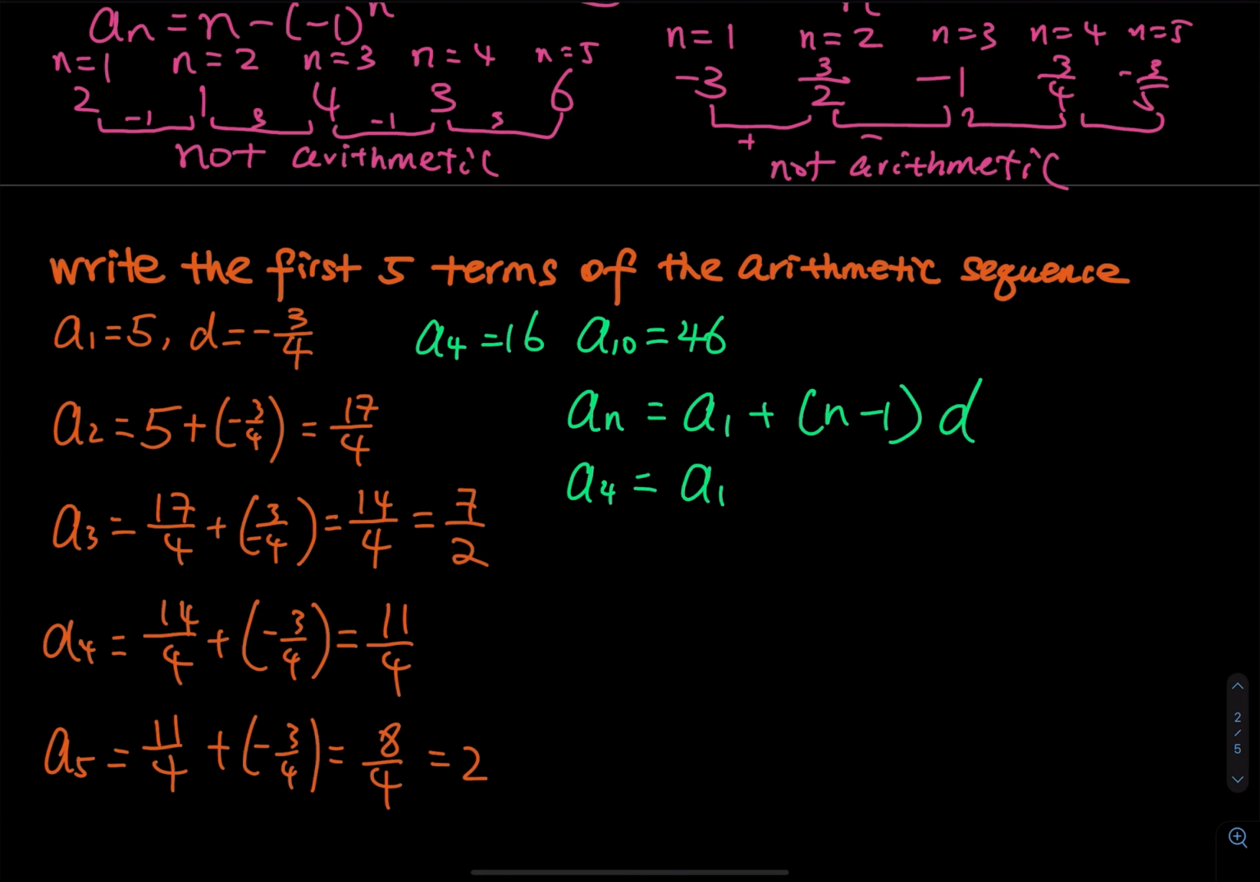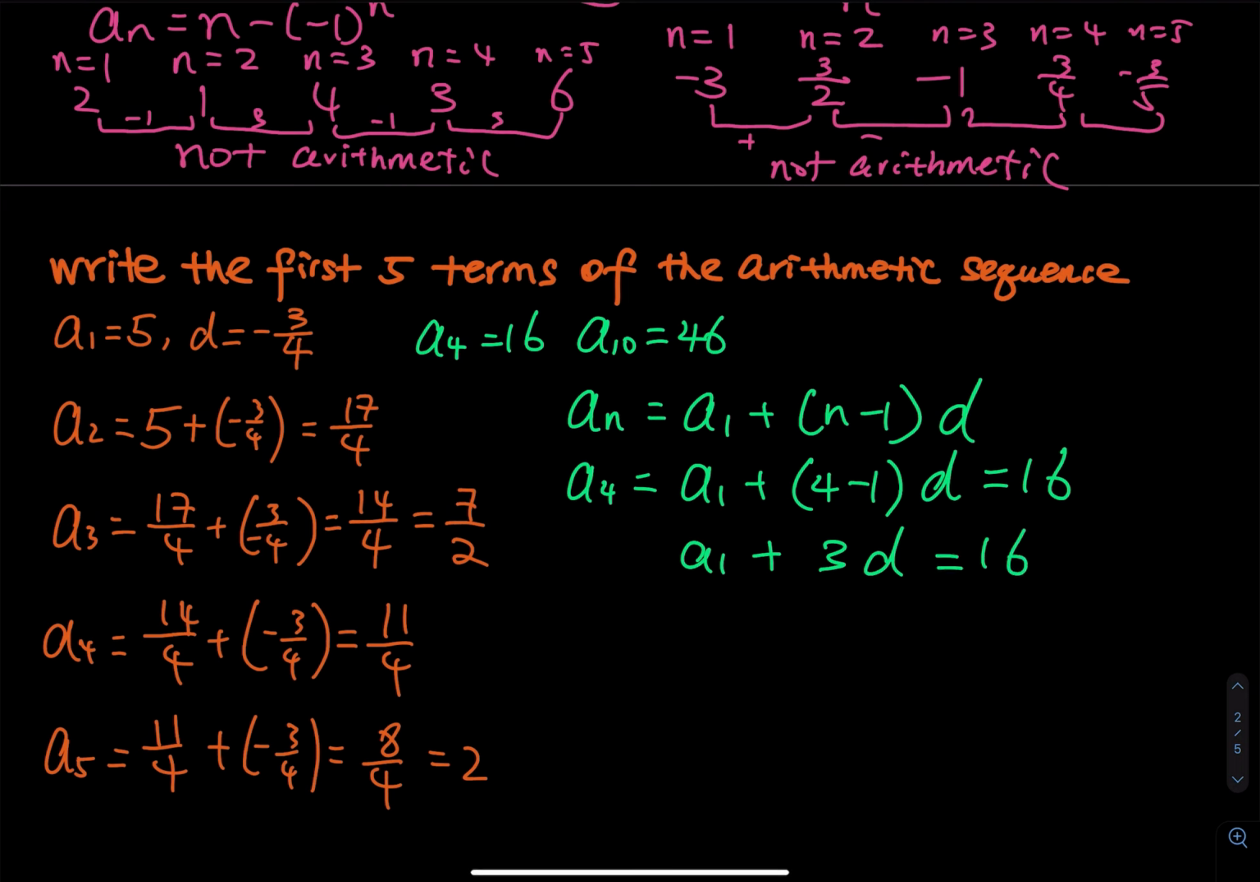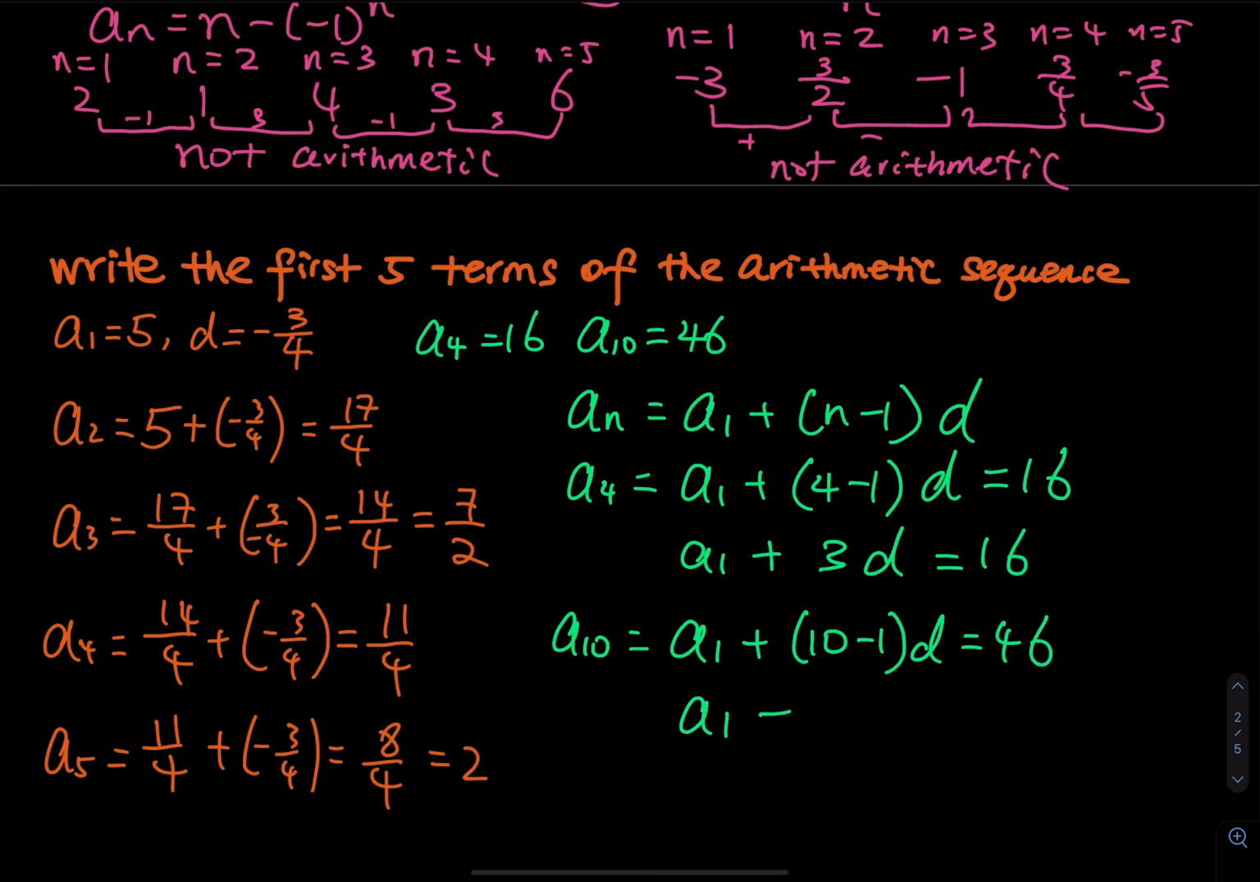a1, we don't know, it is okay. n is equal to 4 minus 1, common difference, we don't even know that too, but I know this is equal to 16. So that means a1 plus 3 times the common difference is equal to 16. That is not solvable, I know, but I have another equation. How about the 10th term? That is a1 plus 10 minus 1 times the common difference equals 46. So you have a1 plus 9d equals 46.